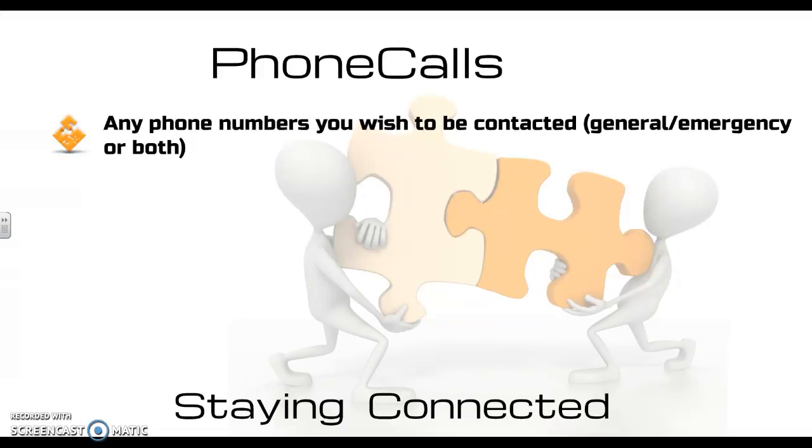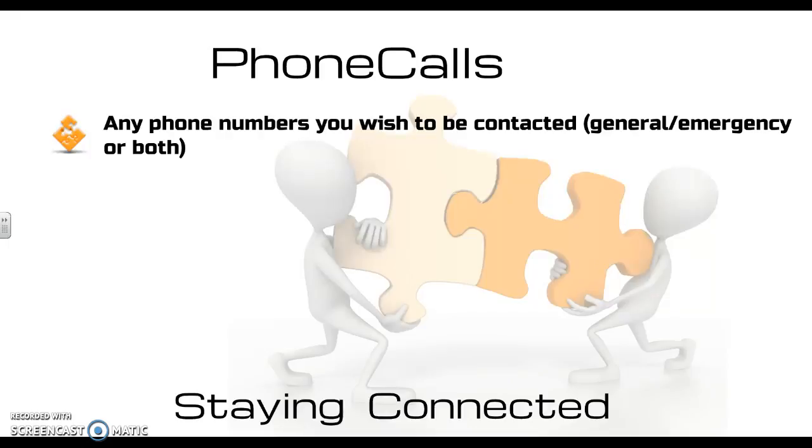The necessary information that you need to provide your child's school is any phone numbers you wish to be contacted. And there are two different categories that we generally put phone numbers in. One is the general category, and the other is emergency. Now, a number can be a part of both those categories. There's nothing wrong with that. And typically the primary number is set to both categories.